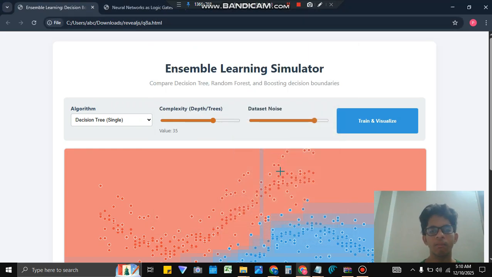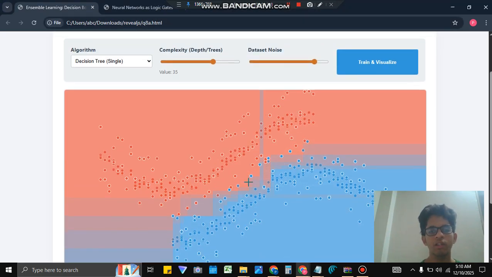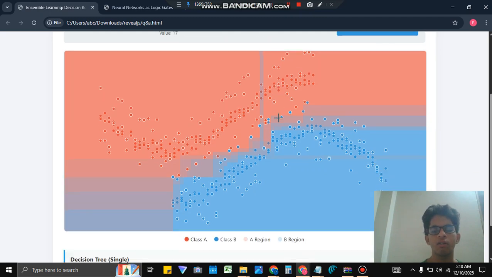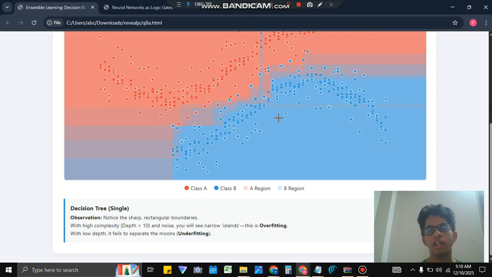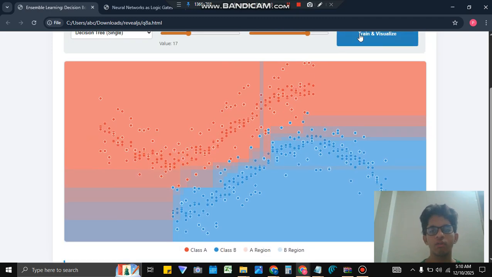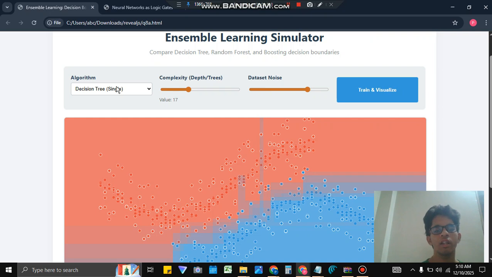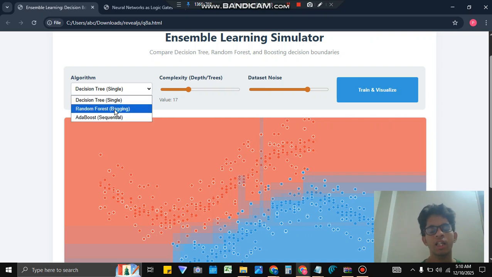For example, if we want to see a simulation over here for decision trees with lower depth of trees and dataset noise somewhat higher than usual. So if we train and visualize, we can see that it also captures some part of the prediction which are of the other category. So decision tree is not singly reliable.